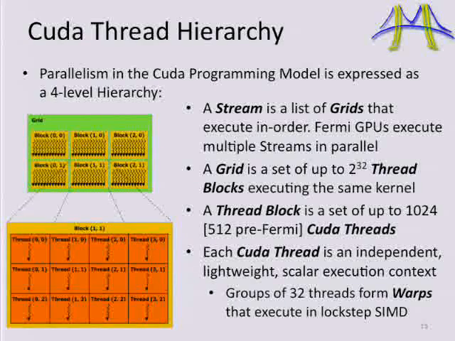Each grid is a set of up to 32 thread blocks, and all of these thread blocks will be executing the same kernel function. A thread block is a set of up to 1,000 CUDA threads, which execute one instantiation of your kernel function. Before Fermi, this limit was 512, if you have older hardware. Each CUDA thread is an independent, lightweight, scalar execution context. And there's this extra detail that becomes important, actually, that groups of 32 of these threads form warps, which execute in lockstep. And that's how SIMD is handled by the hardware.